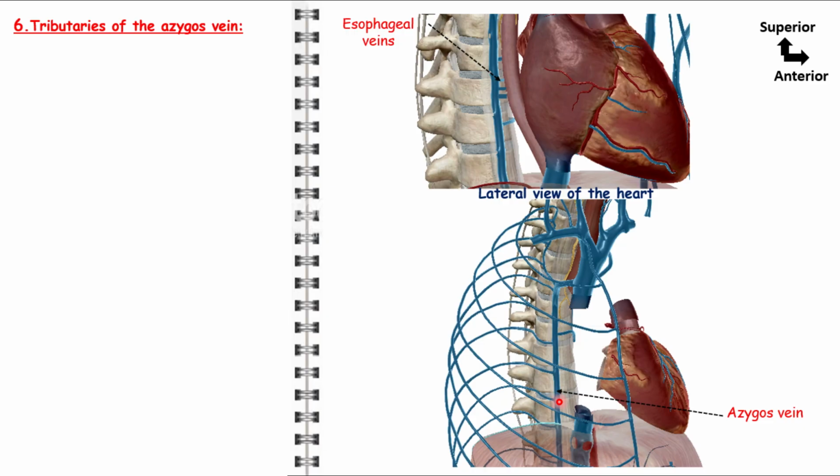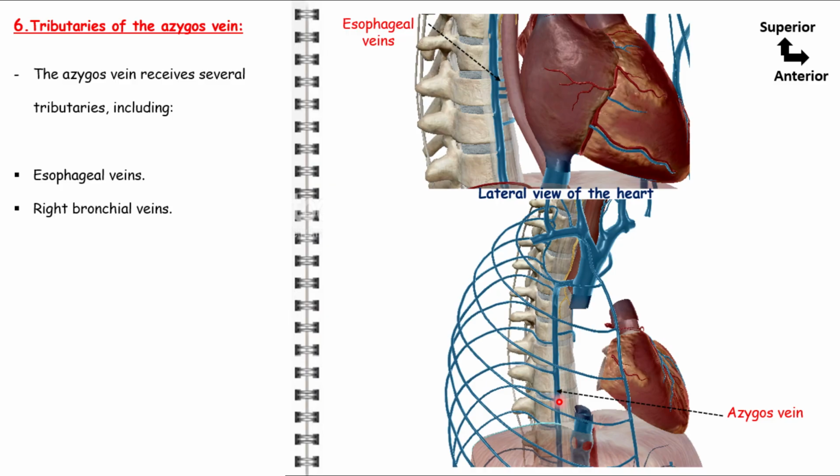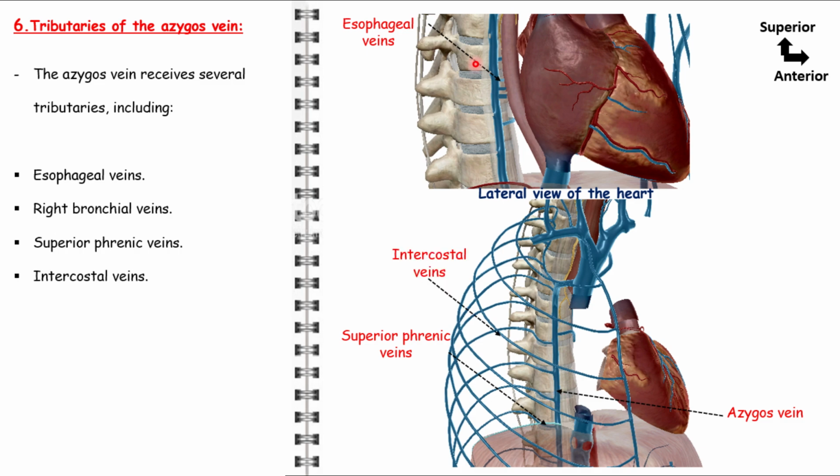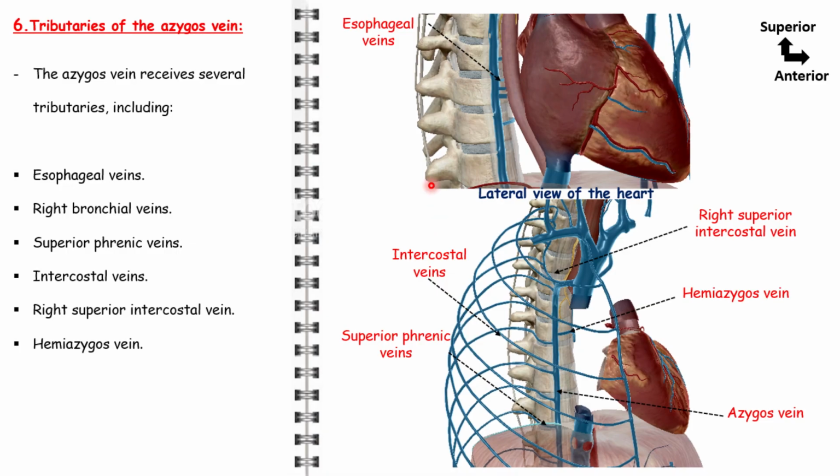The azygos vein receives several tributaries, including esophageal veins, right bronchial veins, superior phrenic veins, intercostal veins, right superior intercostal veins, and the hemiazygos vein.